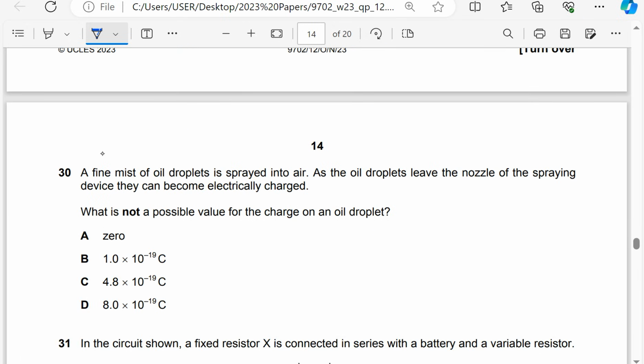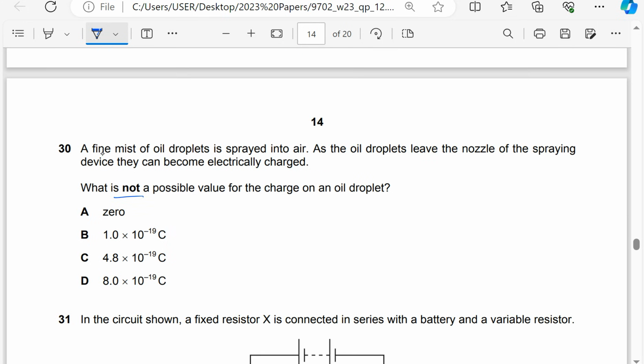A fine mist of oil droplets is sprayed into air. As the oil droplets leave the nozzle of the spraying device, they become electrically charged. What is not a possible value of the charge on an oil droplet? Remember, the charge on an oil droplet is going to be a whole number times e, either plus or minus, where n is 0, 1, 2, and so on, because charge is always quantized. So what is not a possible value?